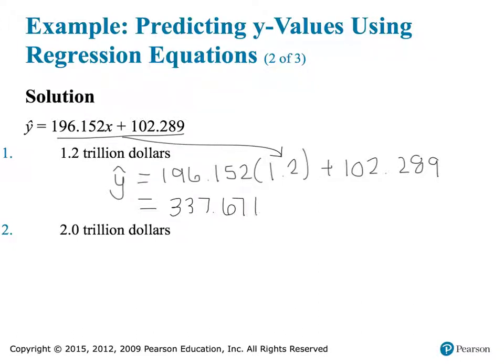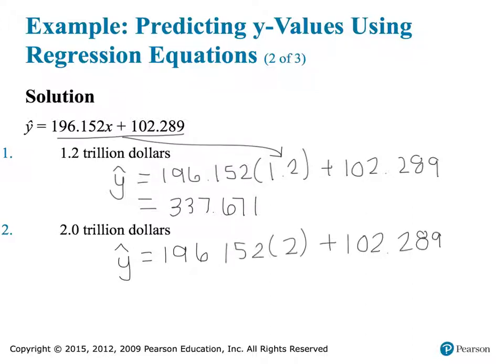337.671. So basically what that means is when the gross domestic product is $1.2 trillion, the carbon dioxide emissions are expected to be about 337.671 million metric tons. And again, million because our CO2 values were in millions. Okay? I'm going to do the same thing to make a prediction for $2 trillion in gross domestic product. So I'm going to substitute 2 in for X in my regression equation and calculate the value of Y hat.